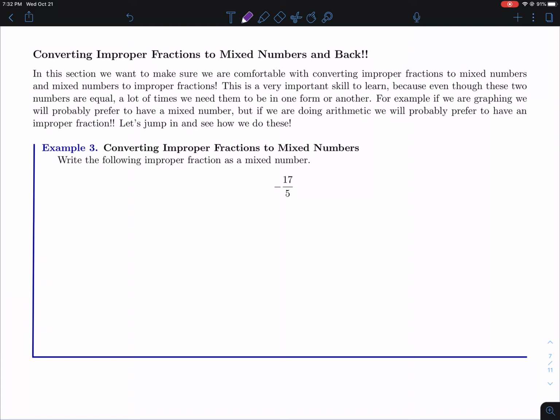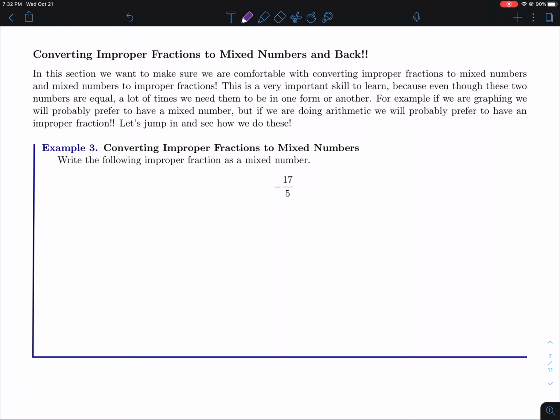All right. So in this case, this is a very important thing to learn how to do, because improper fractions and mixed numbers, even though they're actually equal to each other, it's sometimes better to have one rather than the other. So for example, and I mentioned this above in the little paragraph, when I'm graphing stuff, I don't necessarily want to use an improper fraction to graph things, because that might be a little harder to do.